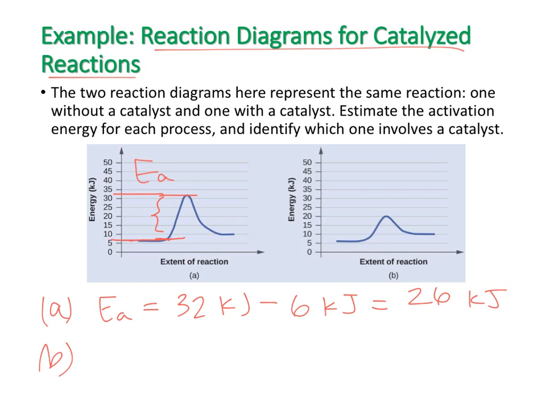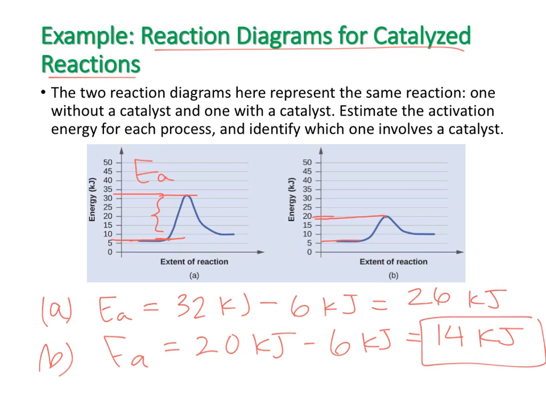Now for B, we start off again at 6, but our transition state energy is about 20. That line isn't the greatest. So we take 20 kilojoules, subtract the starting energy, which is 6, and you end up getting 14. Based off of these two calculations, we can see that the activation energy was lower for graph B, and this indicates that this had a catalyst present, which decreased the activation energy, which made the reaction go faster.